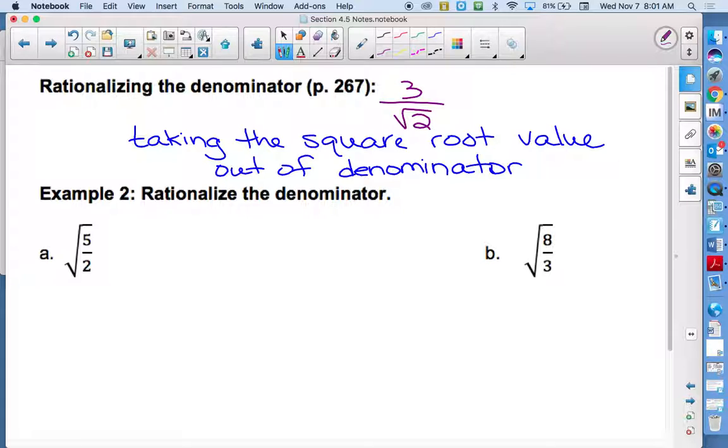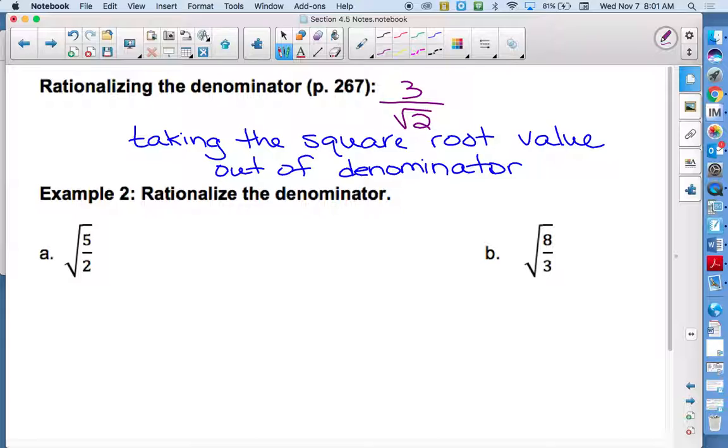So if you look at the example I have up here, we have 3 over the square root of 2. How do you think you'd get the square root value out of the denominator? So we only want a nice whole number sitting there. We can't have a square root sitting in the denominator. It's considered unsimplified. How do you think we would try and get that out? Did you multiply the whole thing by a certain number? We do multiply the whole thing by a certain number.